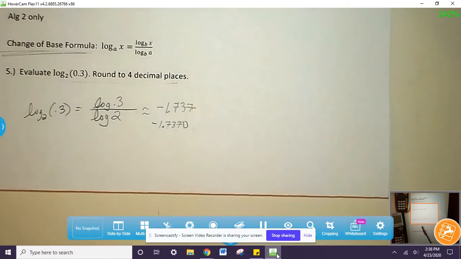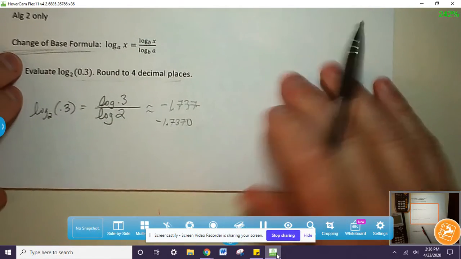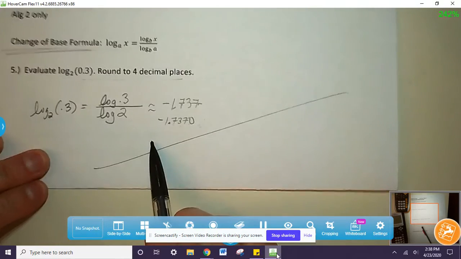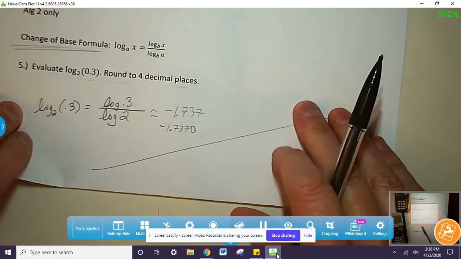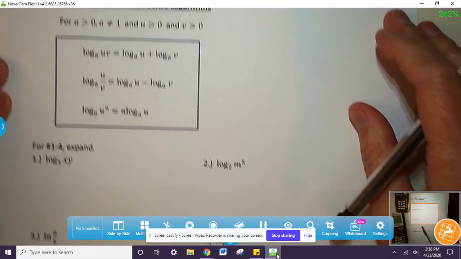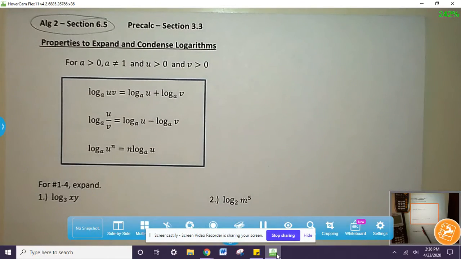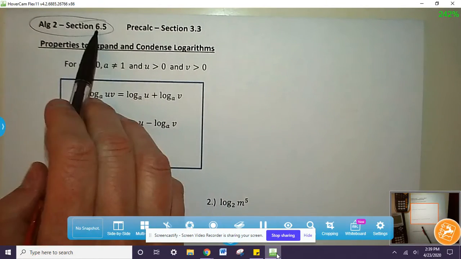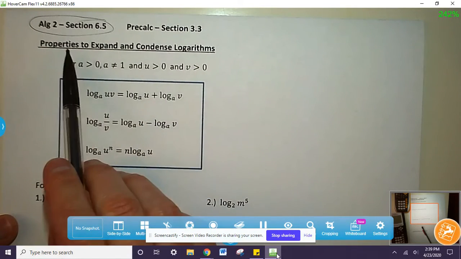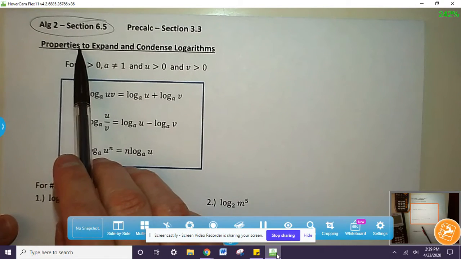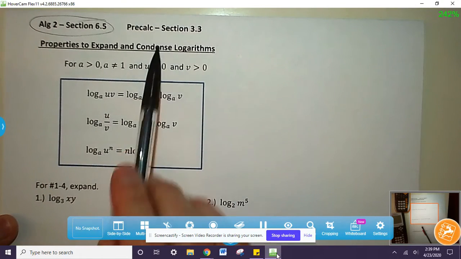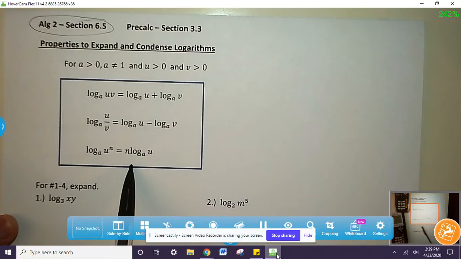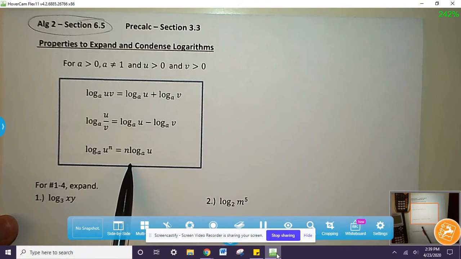Okay, continuing on in today's lesson. You'll get to practice all these skills in the Google form after we finish today's lesson. What we're going to do next is get a preview of what we're doing in the next few days. So for Algebra 2, this is section 6.5. And we're going to be looking at properties to expand and condense logarithms. So these are the properties. They might look kind of scary at first, but don't worry, we'll handle them together. It takes us a few days to really get everything down.